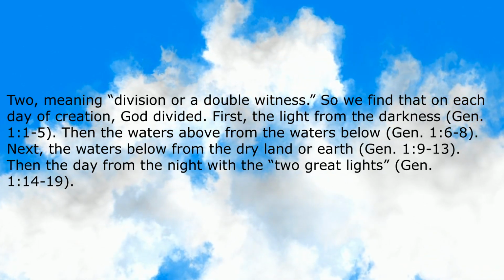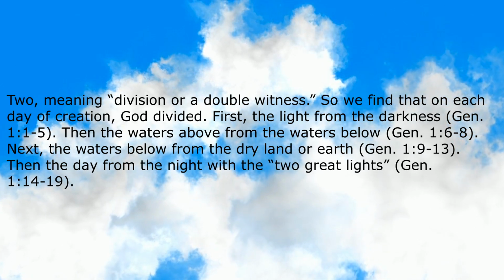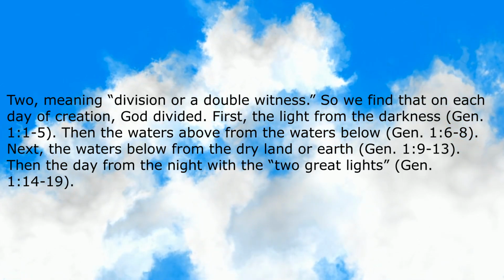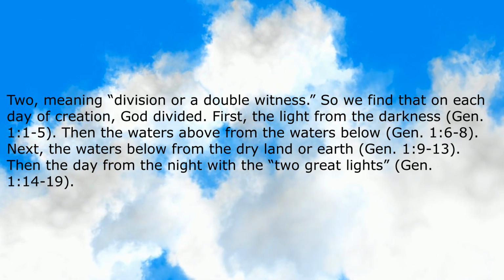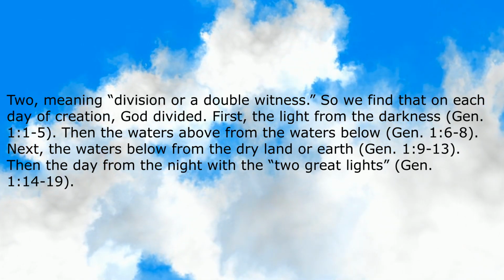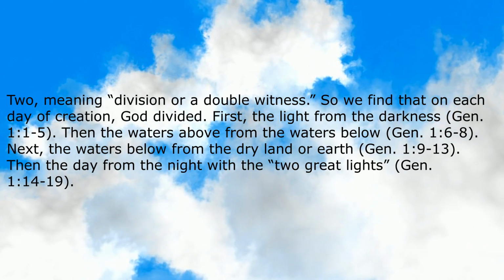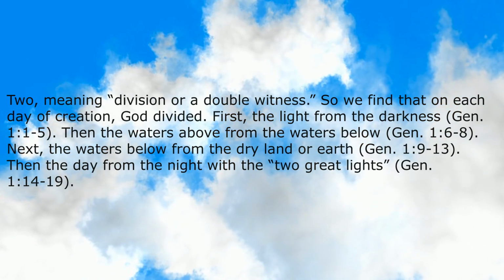So we find that on each day of creation, God divided. First, the light from the darkness. Then the waters above from the waters below. Next, the waters below from the dry land or earth. Then the day from the night with the 2 great lights.